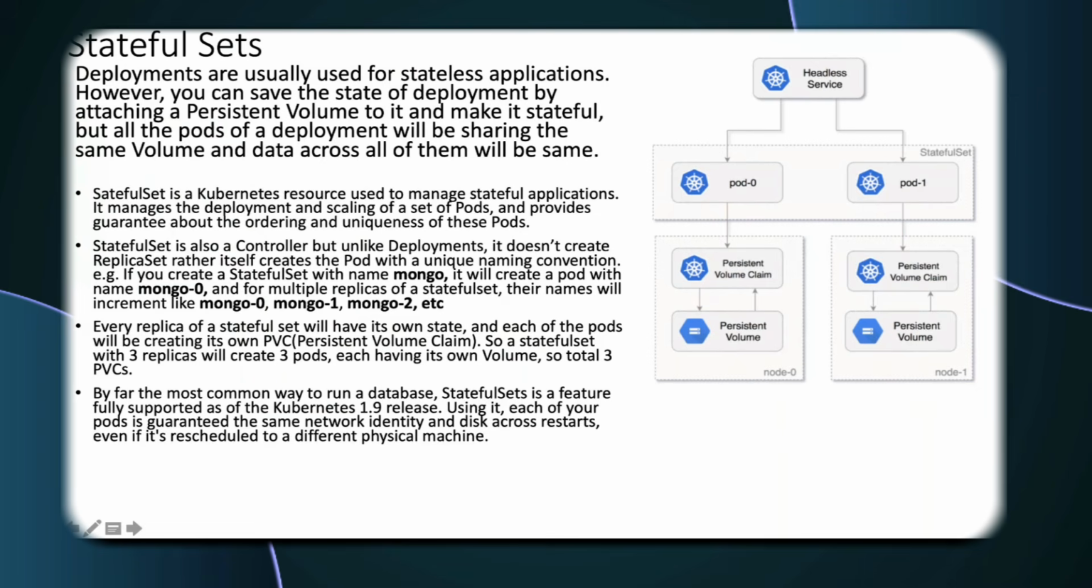Suppose I create a stateful set with 5 replicas, then 5 pods. How many persistent volume claims and how many persistent volumes? 5 persistent volume claims and 5 persistent volumes. And again, if required, you can scale in and scale out also. You can increase and decrease the replicas of a stateful set based on requirement. That is how you can do that, right?